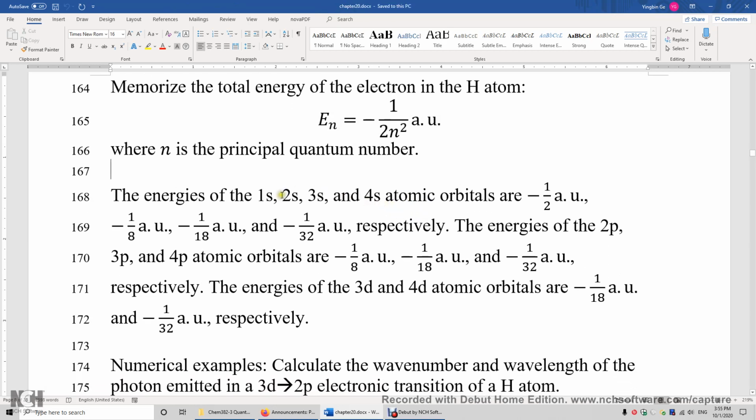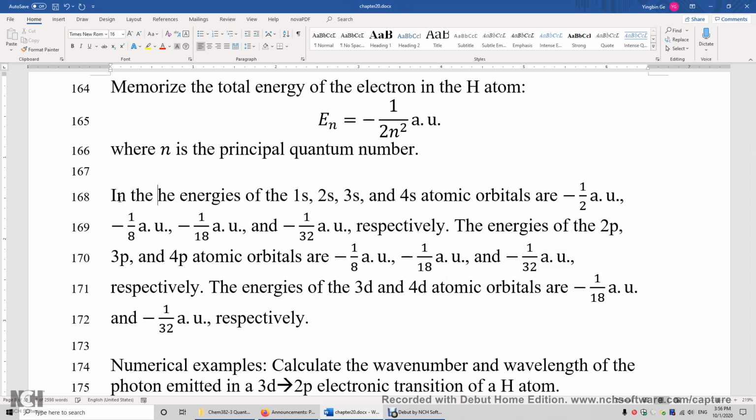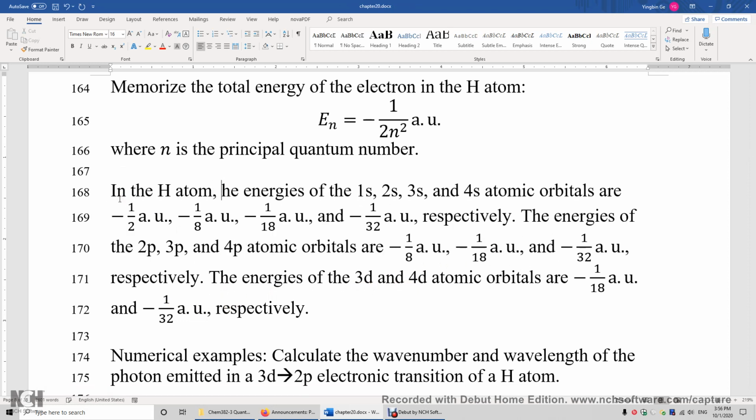So the energies of the 1s, 2s, 3s, 4s atomic orbitals in the hydrogen atom are simply negative 1 over 2, negative 1 over 8, negative 1 over 18, negative 1 over 32 atomic units, respectively. What about 2p, 3p, 4p? Well, it's just negative 1 over 8, negative 1 over 18, negative 1 over 32. 3d, 4d, they are here. I want to add this: this is true for the hydrogen atom.